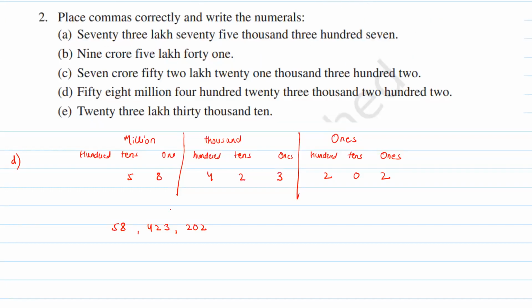E part. Okay, I'll do it here only. E part is 23 lakh 30,010. So 23 lakh 30,010. That means we do not have anything at 100 place. So 10. This is the desired number.